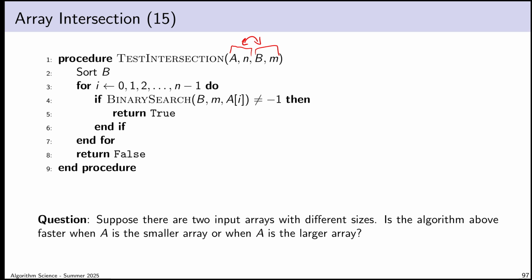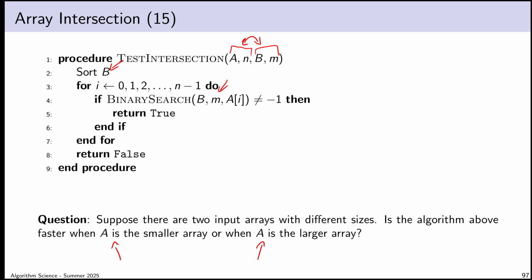So the question is, why is it that I've decided that B is the one that I sort and then use the binary search algorithm on? Why wouldn't I do that with A? Suppose that A and B have different sizes. So this is a question to think about later. Which situation is faster? If A is the smaller array or if A is the larger array? So something to contemplate, a good way of critically thinking about algorithm analysis.